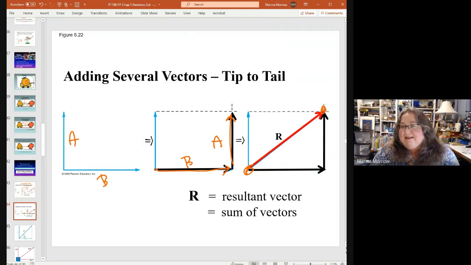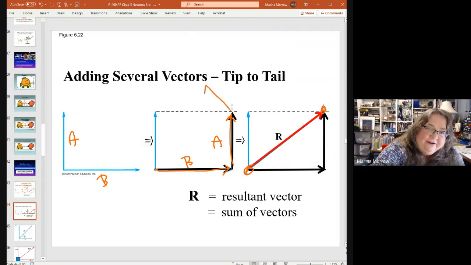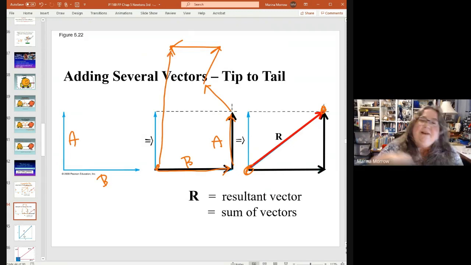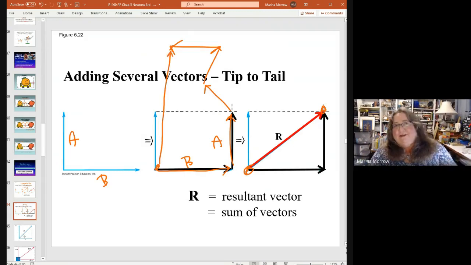And the nice thing is that I could add another vector on if I wanted to. I could add a vector this way, and then another vector this way, and another vector like this. And my resultant will always be from the tail to the tip. So this one's nice for physicists who have lots and lots of vectors because they're looking at lots of forces, for instance. So this one is very popular for physicists. That's called the tip to tail method.